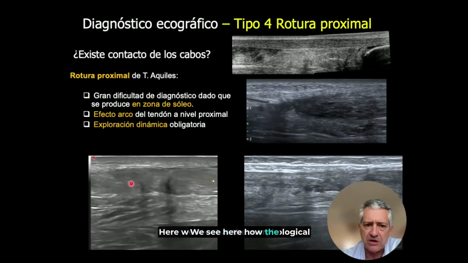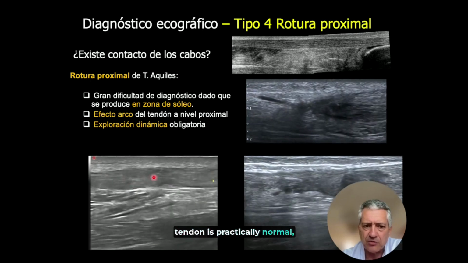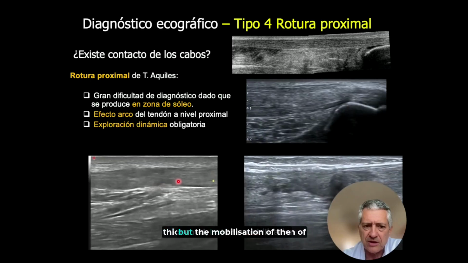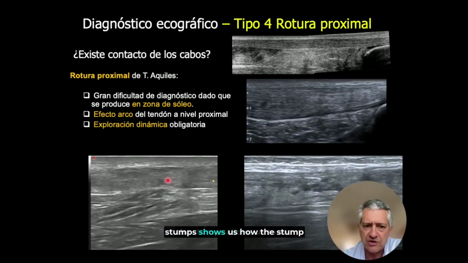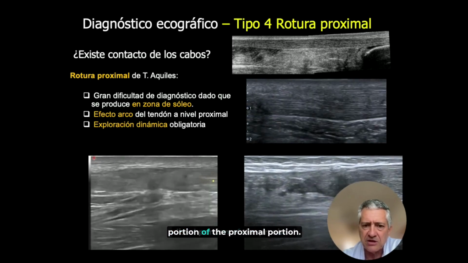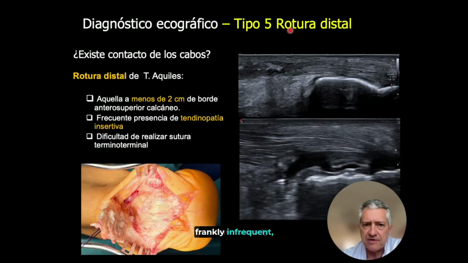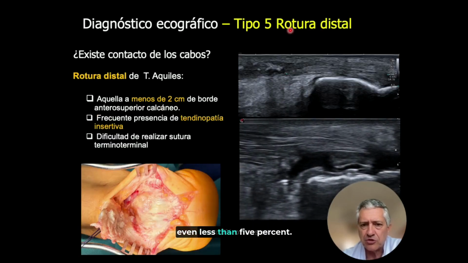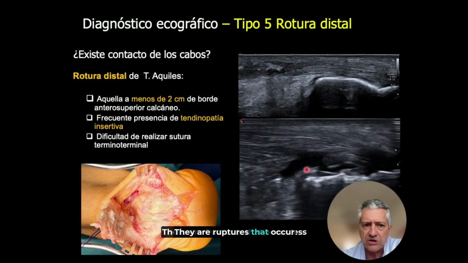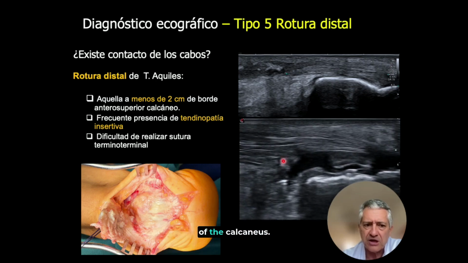We see here how the morphological aspect of the tendon is practically normal, slightly thickened, but the mobilization of the stumps shows us how the stump separates from the distal portion of the proximal portion. Type 4 ruptures are frankly infrequent, as we have already said, even less than 5%. They are ruptures that occur less than 2% from the anterosuperior edge of the calcaneus.